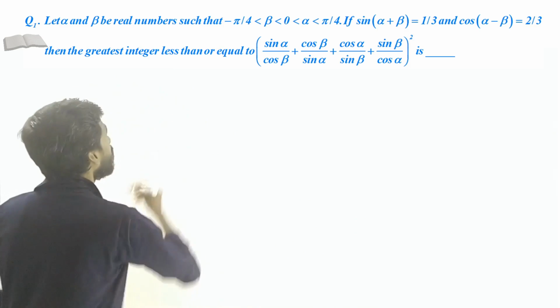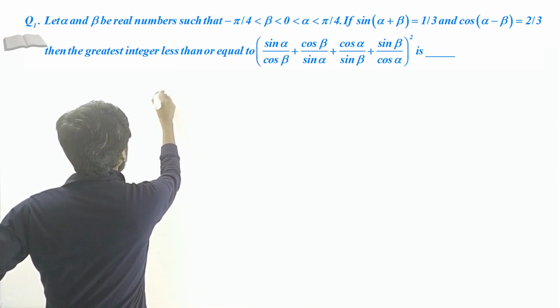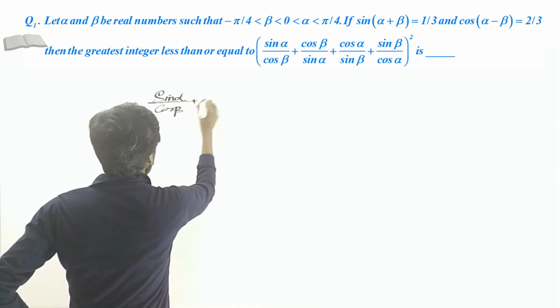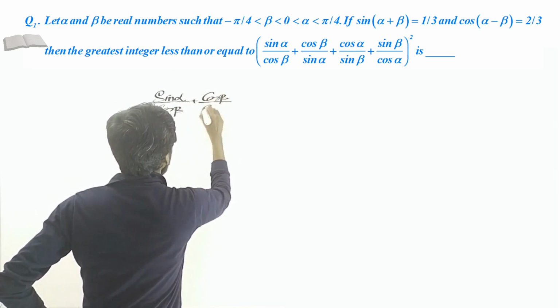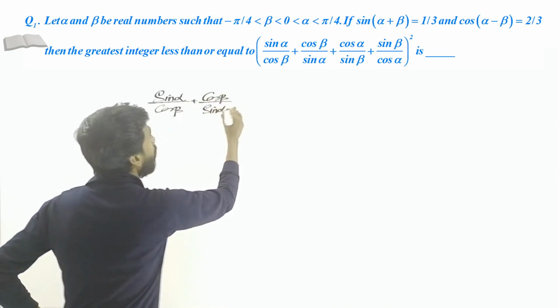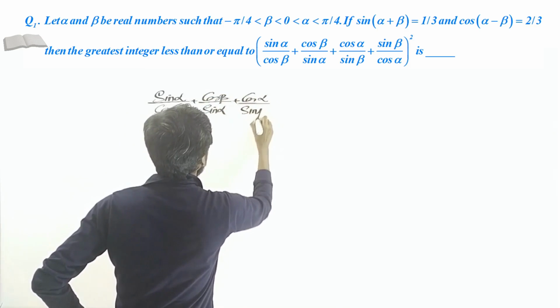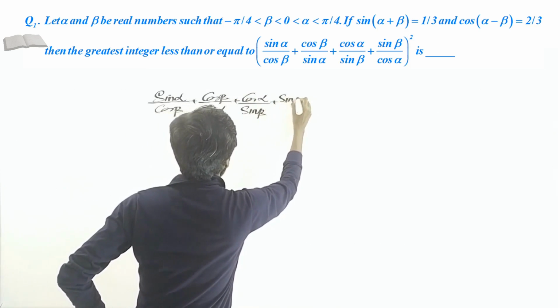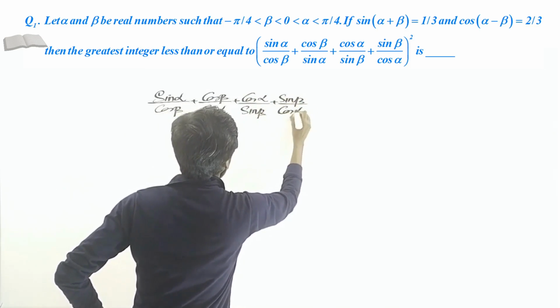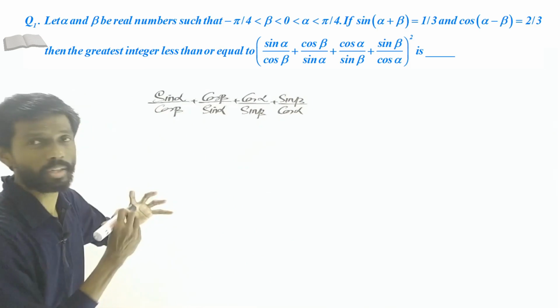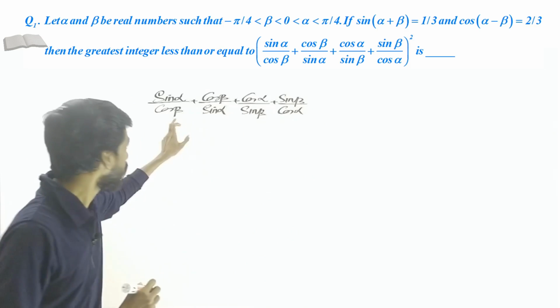What is given here is sine alpha by cos beta plus cos beta by sine alpha plus cos alpha divided by sine beta plus sine beta divided by cos alpha. The square of this we have to find. Let's simplify this first. We have to group the terms. We can't add all the terms at once, so we have to group these terms.